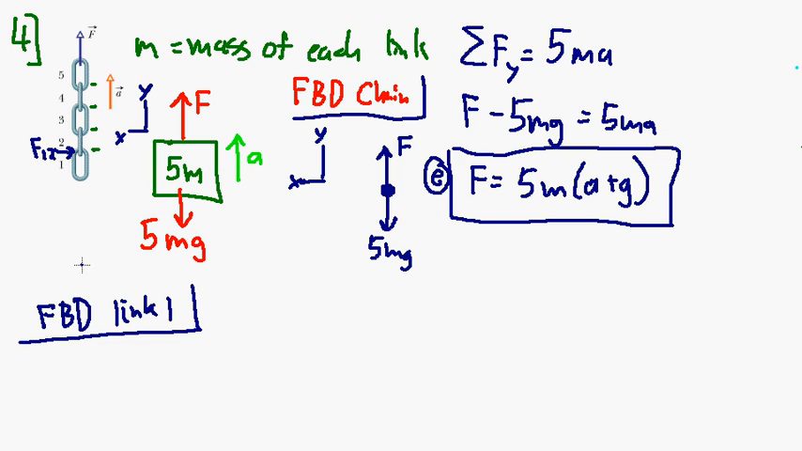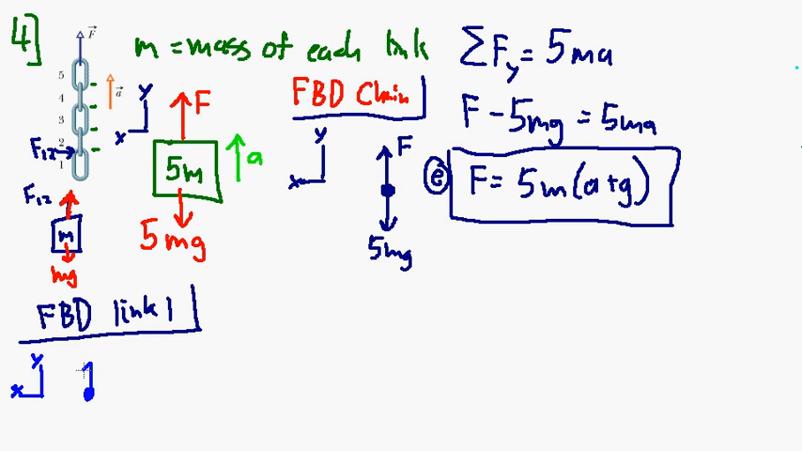Here's a little diagram of link 1. It has a mass of m. It's being lifted up by F1,2, which we can draw in red like the rest of ours, and its weight is mg. So this is just link 1. Then let's draw the free body diagram, using the same axes: y going up, x going sideways. Why did I draw x to the left instead of the right? I don't know, it doesn't matter.